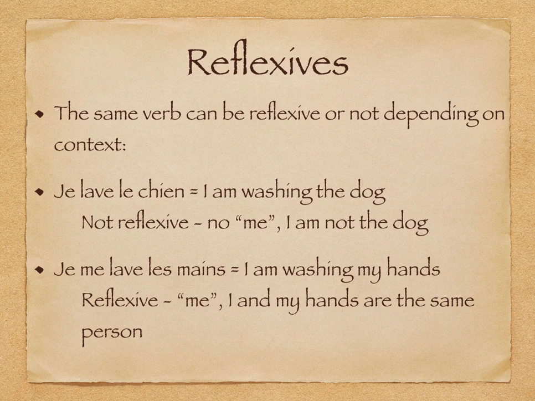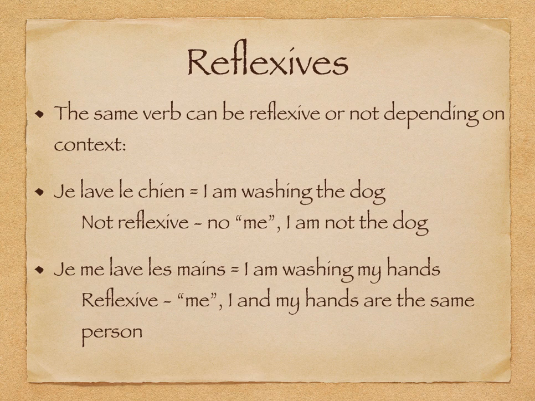The same verb can be either reflexive or not reflexive depending on the context of the sentence. So we're going to look for two things. We're going to look for the reflexive pronoun if we are given the entire sentence to begin with. And we're going to search to see if the subject and the object are the same person or thing, since that's actually the definition of reflexive.